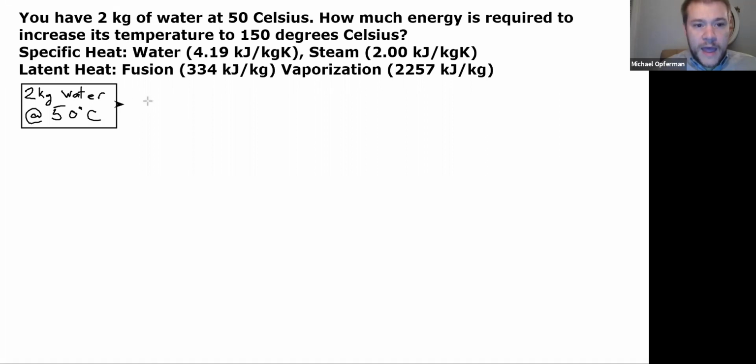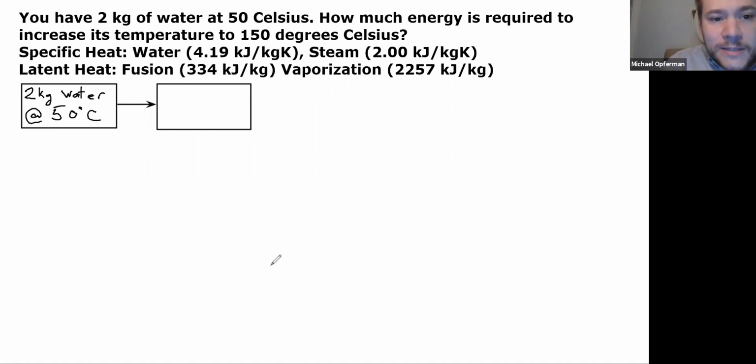Now I transform that into a second state, so I draw another box in my flow chart. My second state is still 2 kilograms. Obviously, the 2 kilograms isn't going to change, but it's helpful to write it down because in the problems we'll be doing a little later on, you might have multiple masses floating around. Now I have to ask myself, is it still water or is it steam? The answer is it's still water for now because I haven't reached 100 degrees Celsius yet. So it is still liquid water.